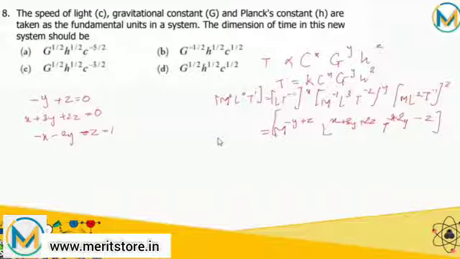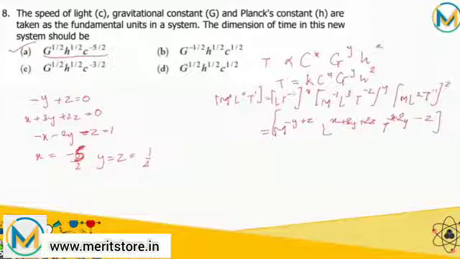-x - 2y - z = 1. On solving equations 1, 2 and 3, we find out that x = -5/2 and y and z both equal 1/2. So when we put this over here, it is G^(1/2), h^(1/2) and c^(-5/2). So the correct answer for this question is option A, that is G^(1/2), h^(1/2) and c^(-5/2).